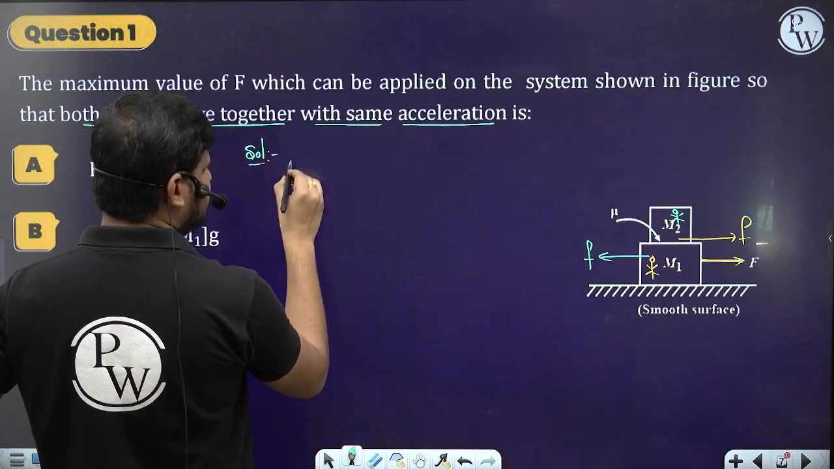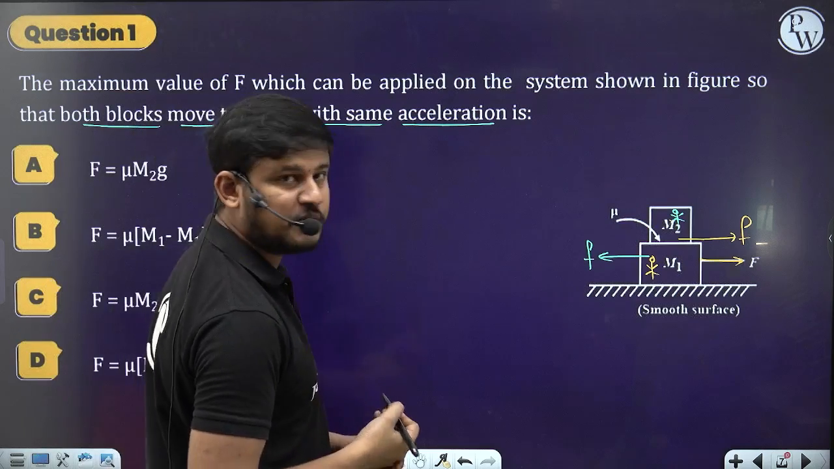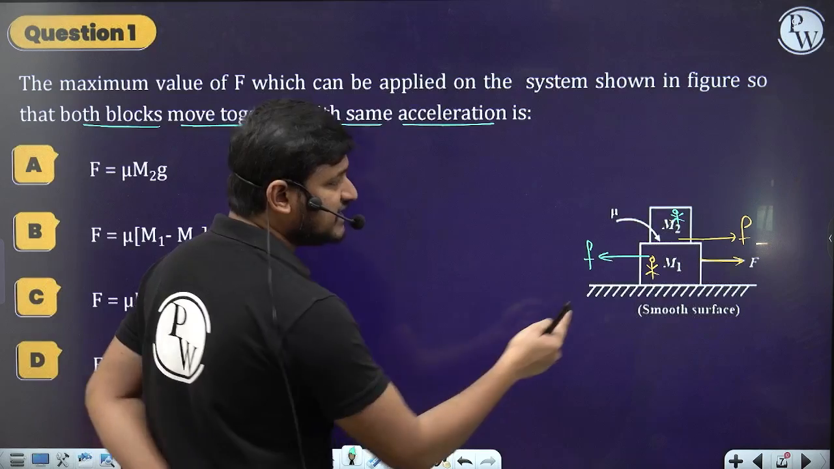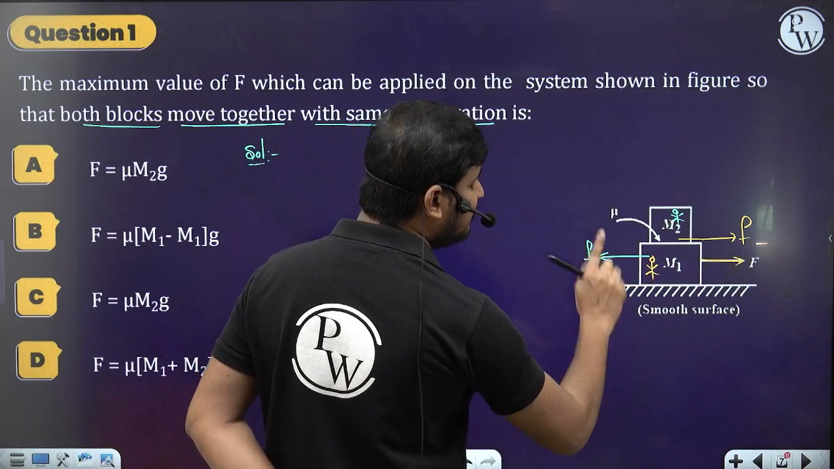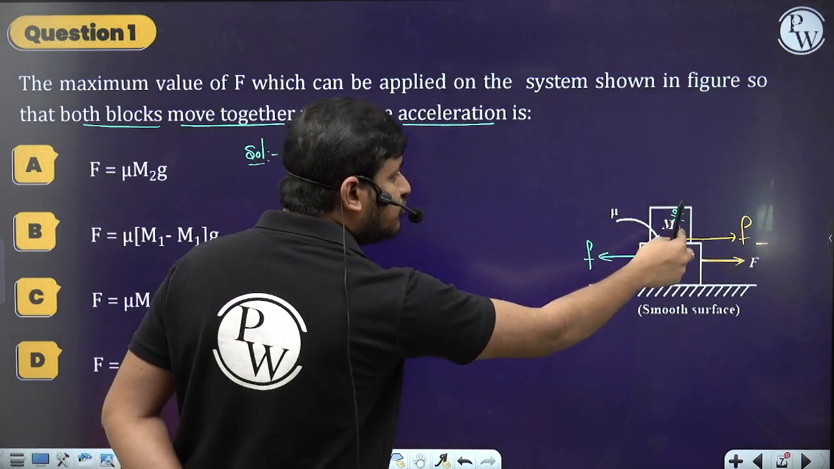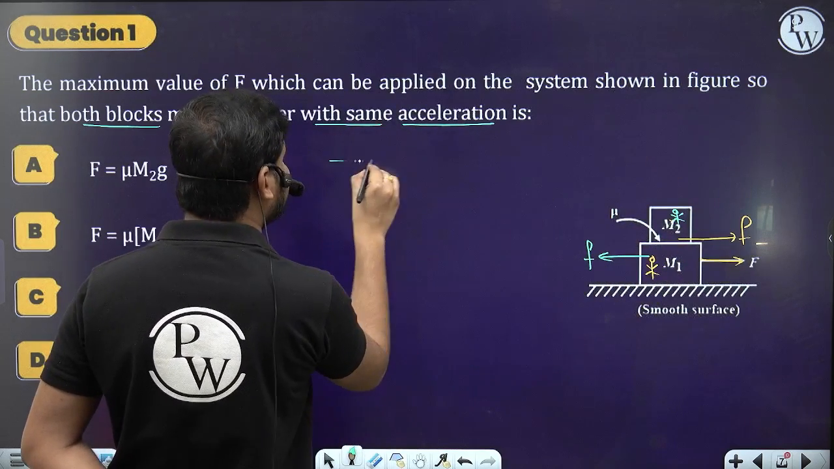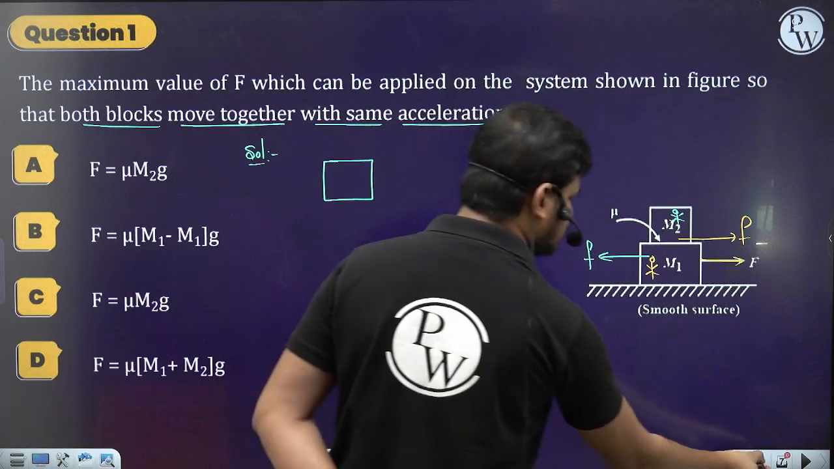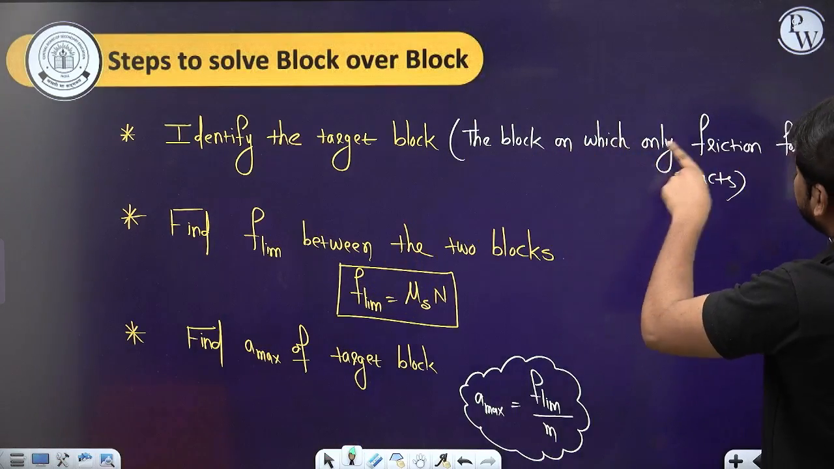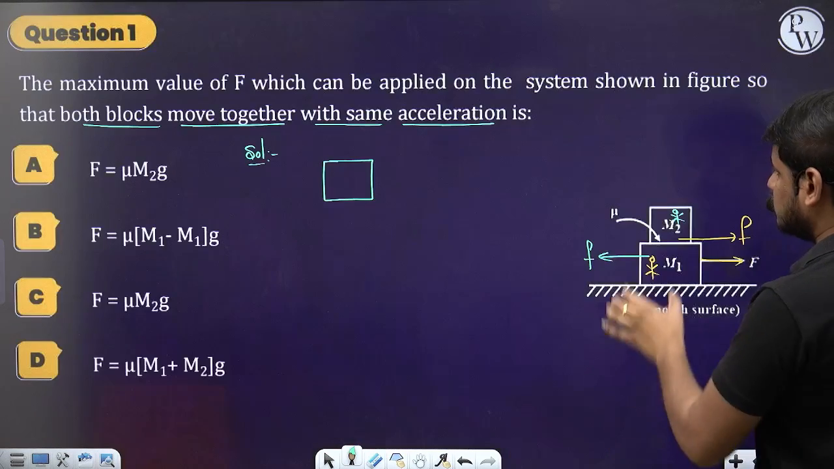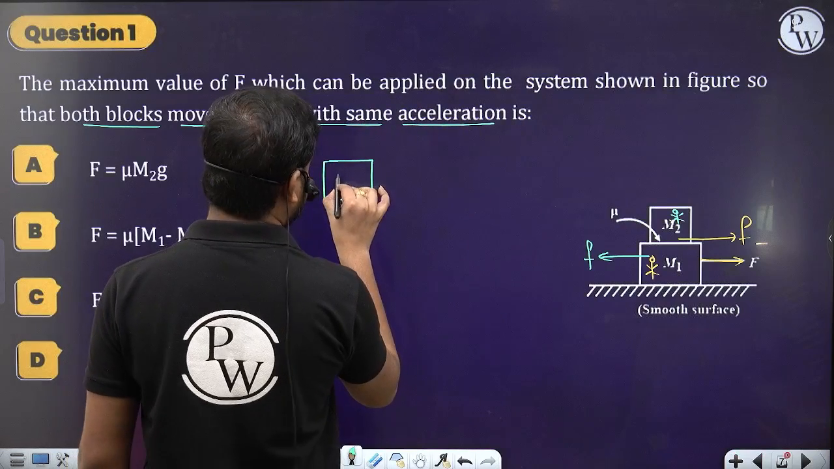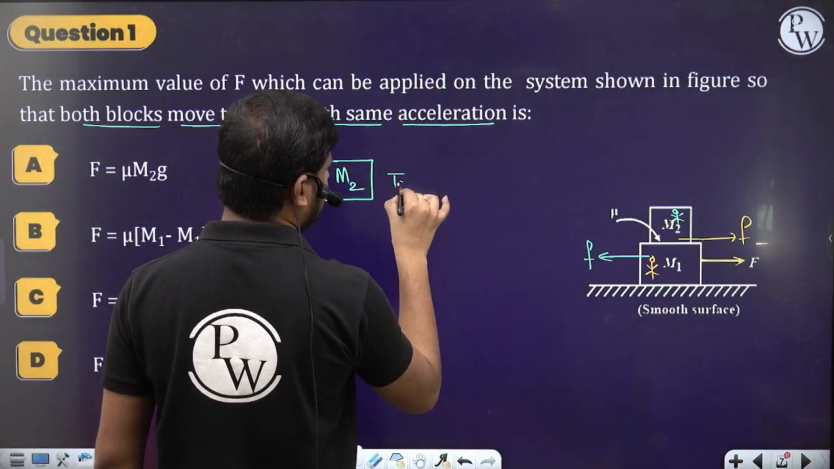So what's the first step? Identify the target block. The target block is the one on which only the friction force acts. See here, on the M1 block, an external force is acting along with friction force, so M1 is not our target block. On the M2 block, the only force acting is friction force. So the M2 block is the target block. The first step is done.